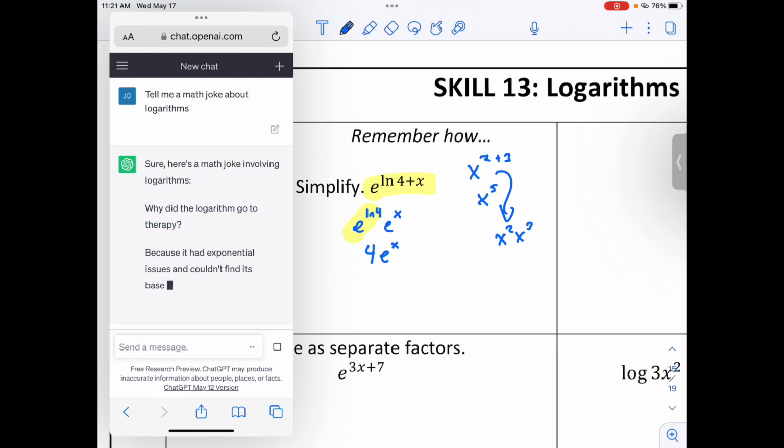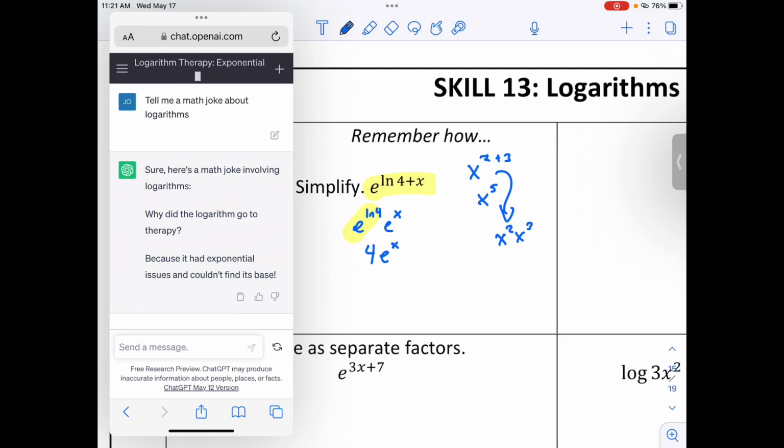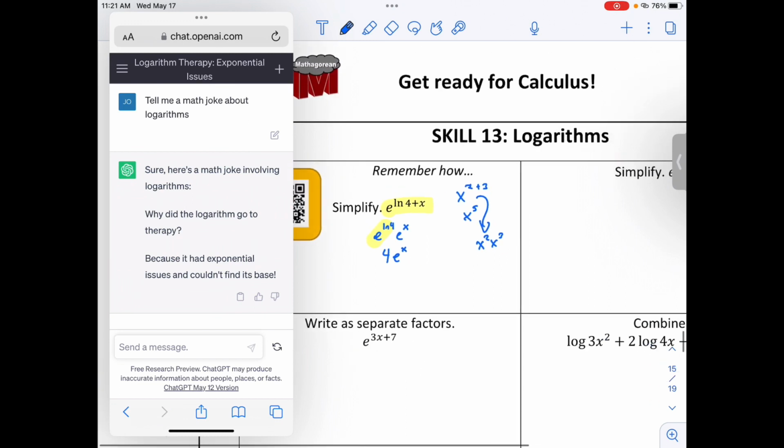All right. Why did the logarithm go to therapy? Because it had exponential issues and couldn't find its base. Holy cow, that's a top 10 joke right there. I like that a lot. That is really, really funny. All right, so hey, it's hit or miss on these AI-generated jokes. You never know what you're going to get.